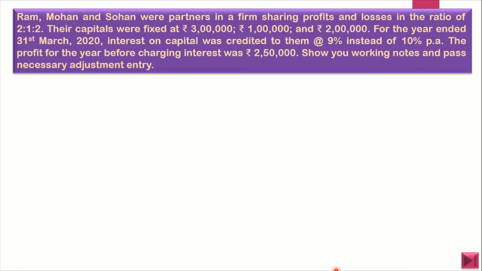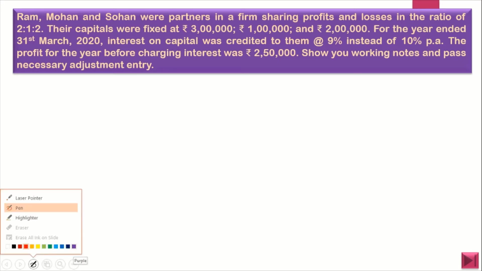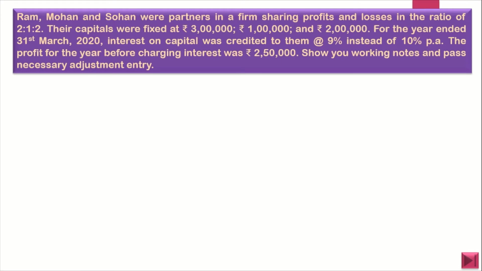So let's move to the next question, and I'll get ready with my pen also. Now here comes a question which says that Ram, Mohan and Sohan were partners in a firm sharing profits and losses in the ratio of 2 is to 1 is to 2. Their capitals were fixed, it is fixed capital. See, all these things you have to remember. If you focus on these points while practicing, you can easily locate them in your final examination.